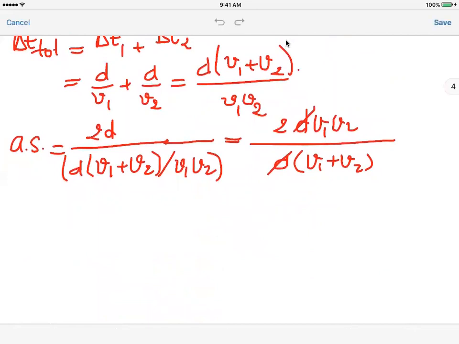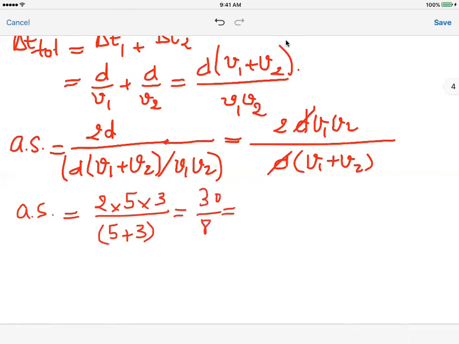So now we can simply write down S for average speed. It's equal to 2 multiplied by v1, which is 5, multiplied by v2, which is 3, divided by 5 plus 3. So that is equal to 30 over 8, which gives the value of 3.75 meters per second. So this is the average speed that we were asked about.